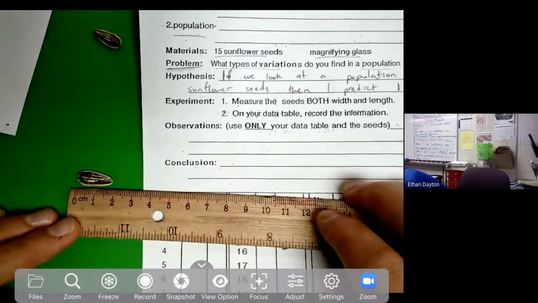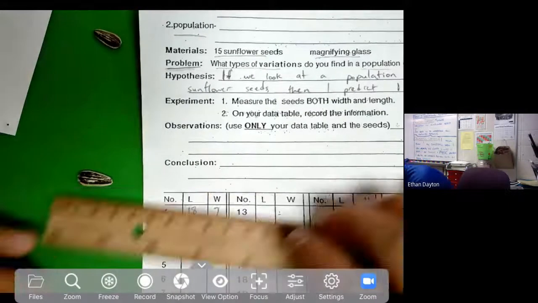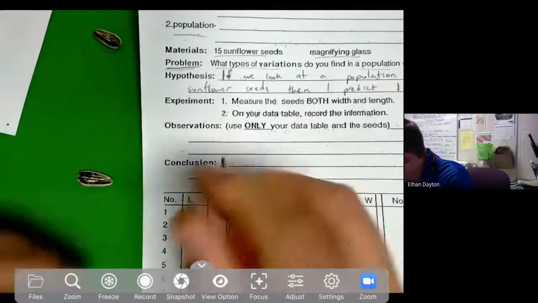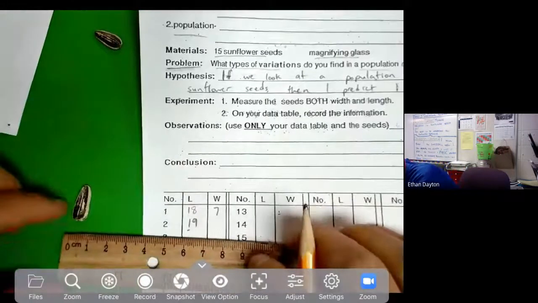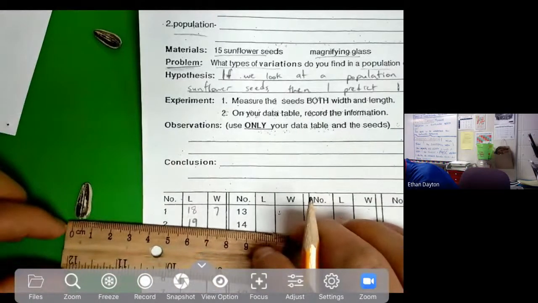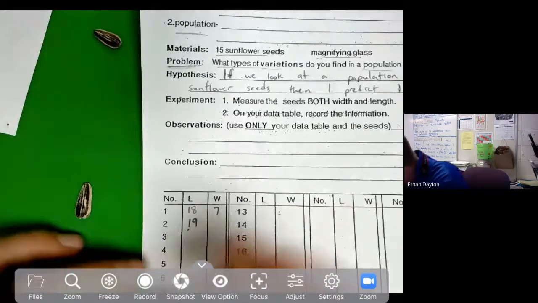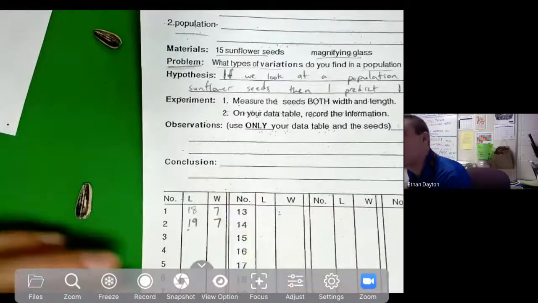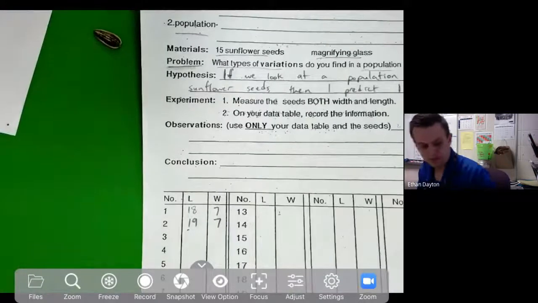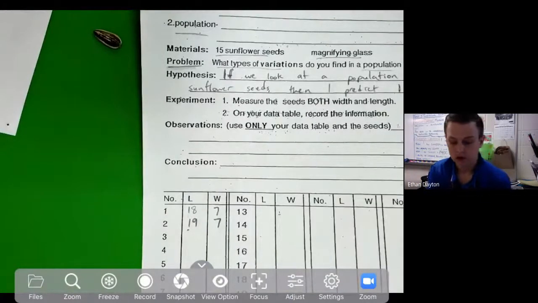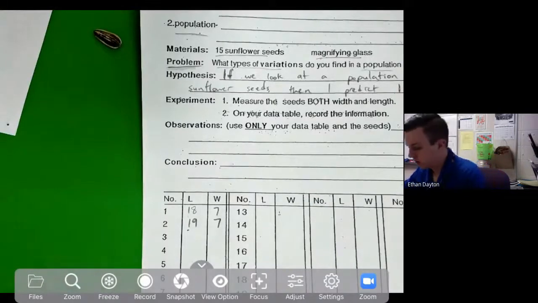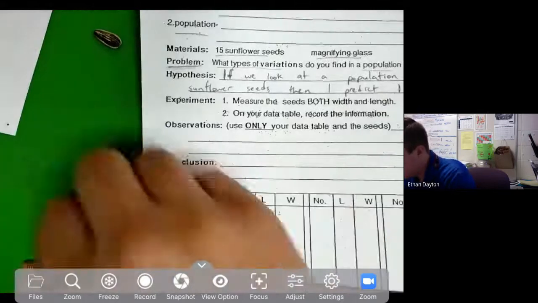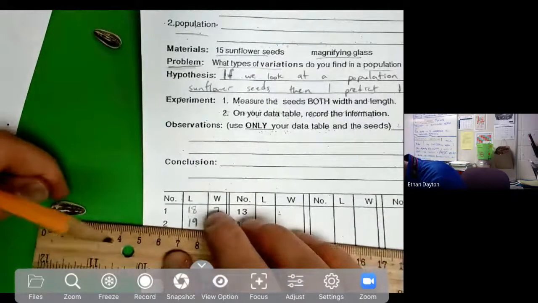This one, 19 millimeters long, and 7 millimeters wide. Before we go any further, we understand that 10 millimeters makes up a centimeter, right? Okay, 10 millimeters makes up a centimeter, so these are all, okay, that's just something I forgot to talk about.